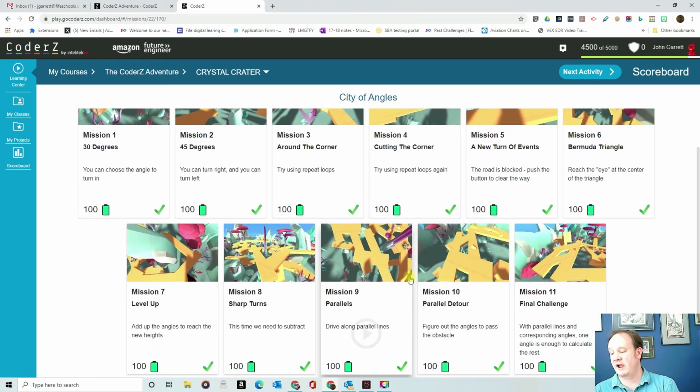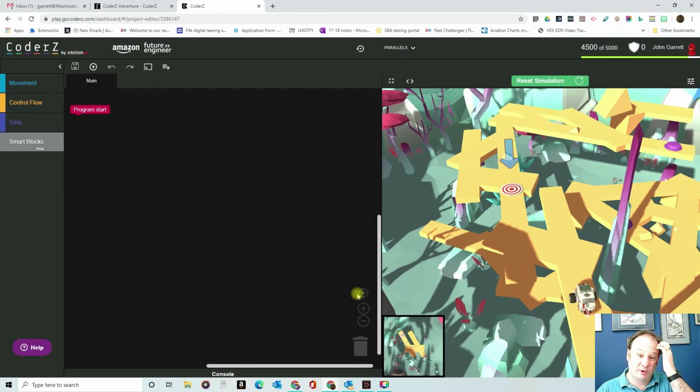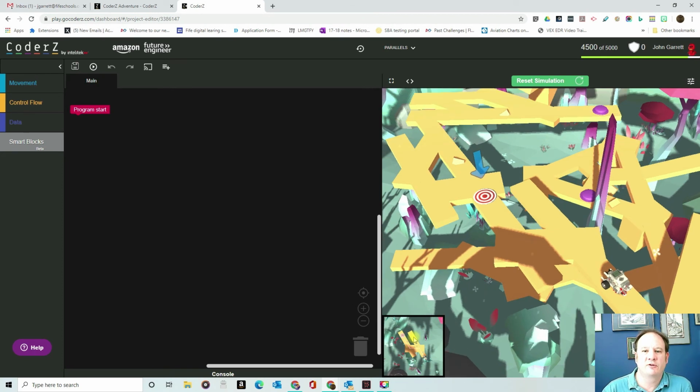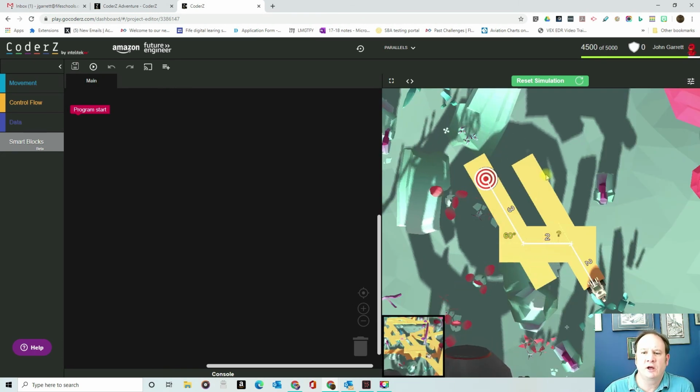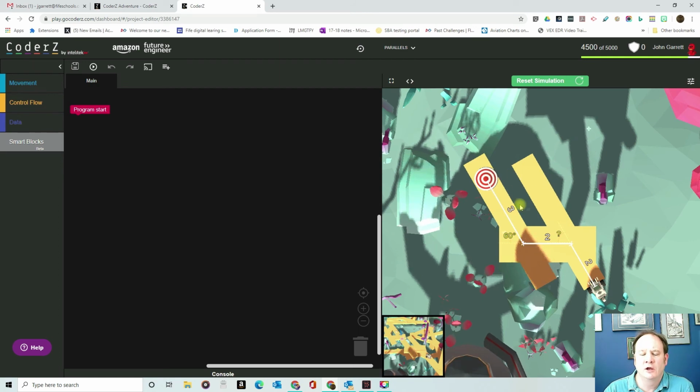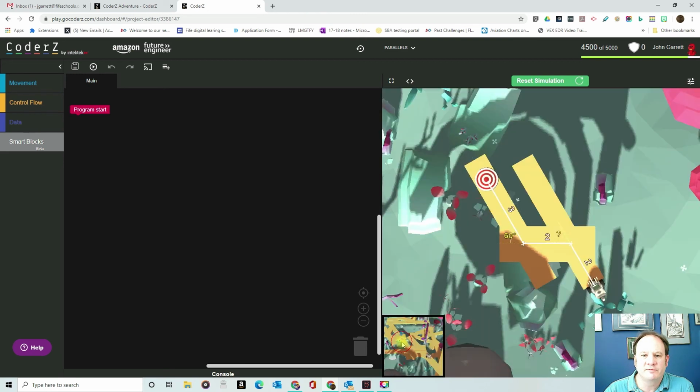All right, here we go. Activity 9. Welcome to the next part. Activity 9 is where you're driving along parallels. This is where we're talking about those parallel angles, and hopefully you've gotten through these. I'm going to tell you right now, these are tough. So we've got parallel lines here, a line here, and as we go back to here, it looks like, oh no, all we've got to do is go straight.